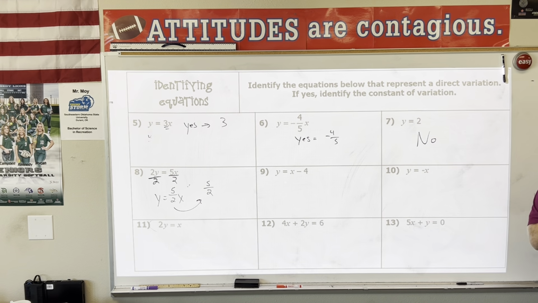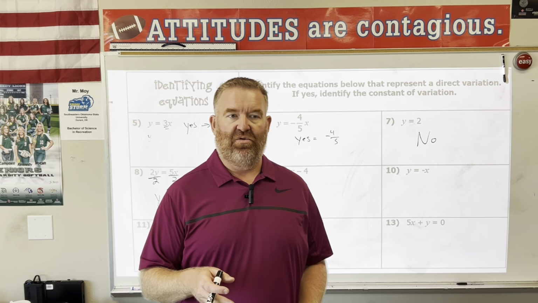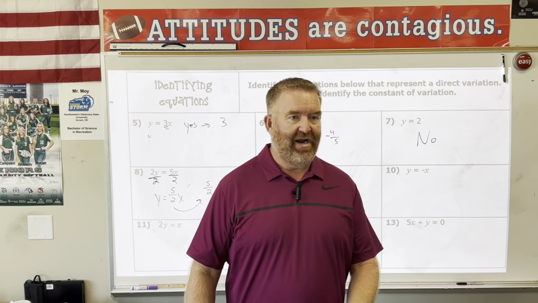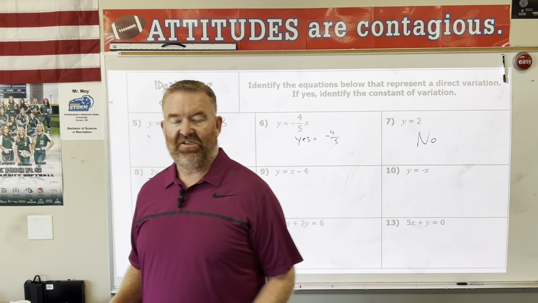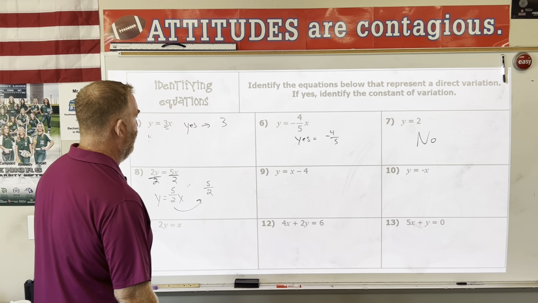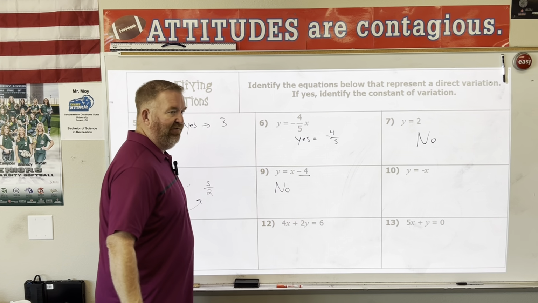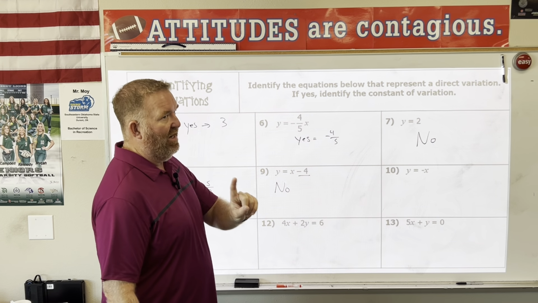Guys, just remember, if you can put it in y equals something x, y equals 2x, y equals a fraction of x, y equals x, y equals something x, but that's it. There can't be anything else, then it is direct variation, okay? So what is 9, yes or no? No, it is not. No, because of that -4, it is not, and I'm going to show you why here in just a minute, okay?